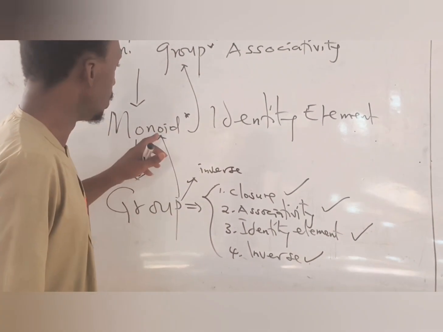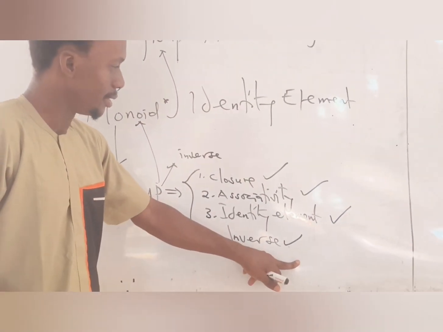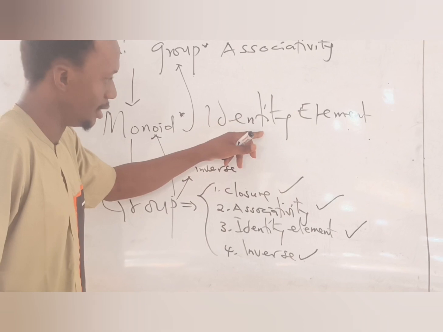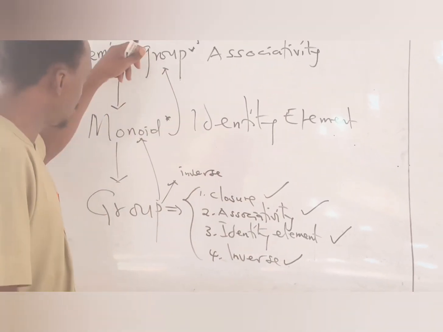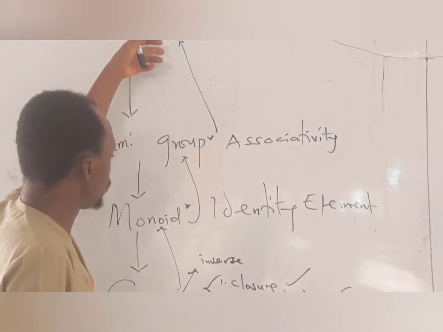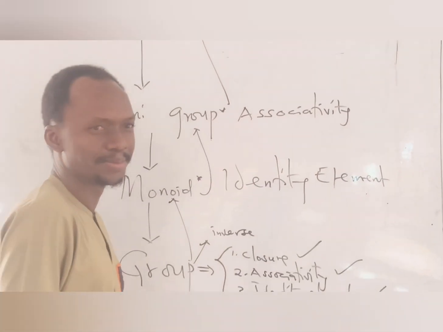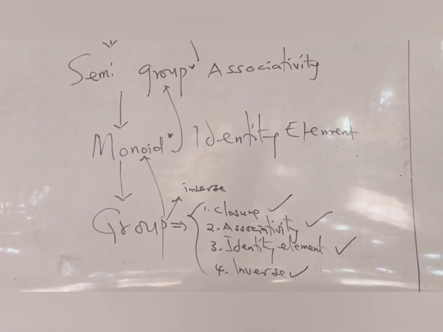So a group is a monoid in which every element has an inverse. But you know a monoid has an identity element, so automatically a group must have identity. A monoid is also a semi-group, so automatically it must be closed. Do you see? That's the meaning. Any question?